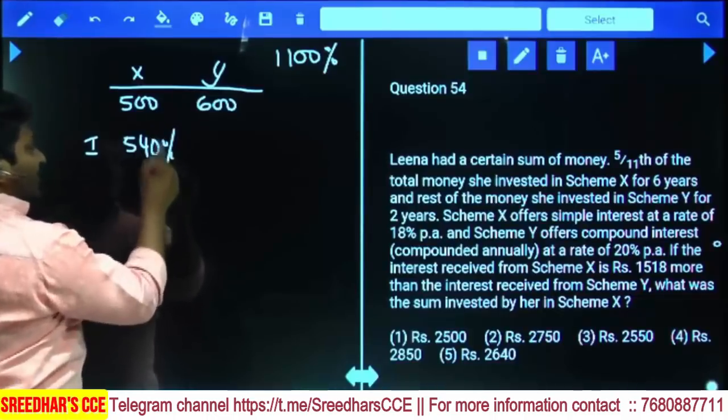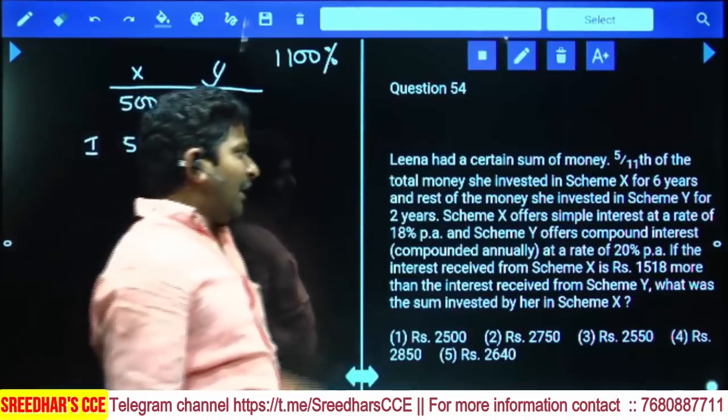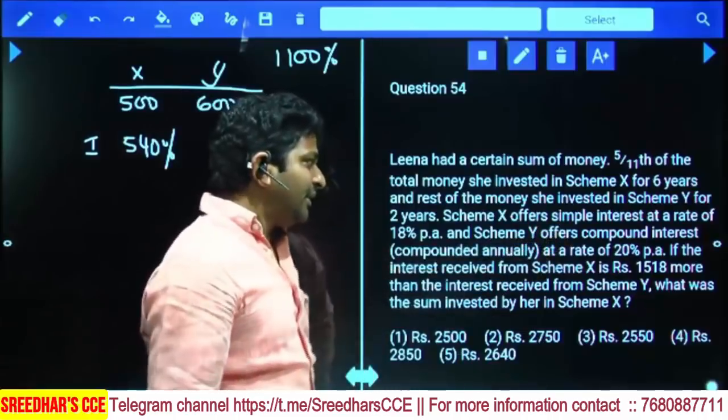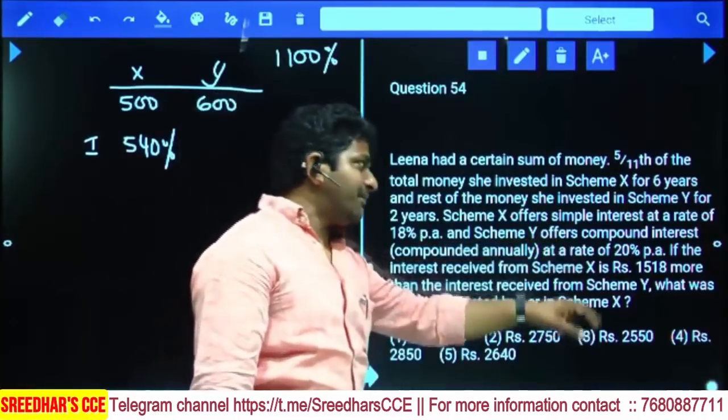Next, and scheme Y offers compound interest compounded annually at the rate of 20% per annum.